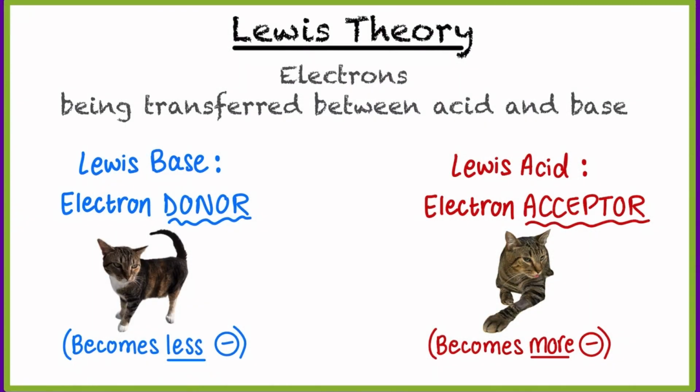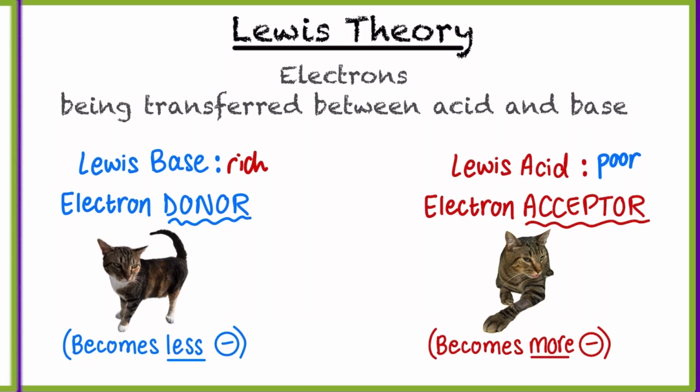The Lewis theory of acids and bases is all about electrons being donated or accepted. A Lewis base is electron-rich, which makes it an electron donor. It gives away an electron and becomes less negative. A Lewis acid is electron-poor, which makes it an electron acceptor. It takes an electron and becomes more negative. This exchange results in a new molecule or complex being formed.